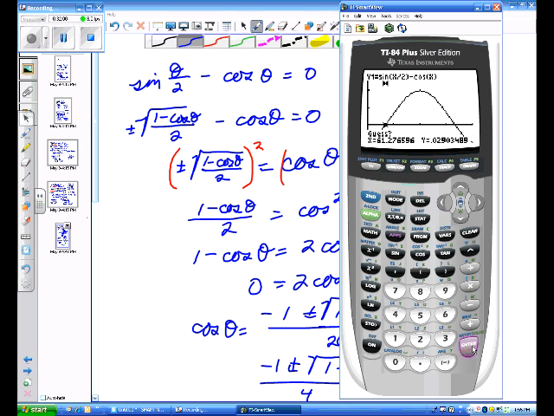Enter, enter, enter. Whoops, I did that incorrectly. So let me go back. I was doing the intersection one. So second calculate the 0. It says left bound. We want to move our cursor to where it's to the left of where we cross. Then we move our cursor to the right of where we cross. And then we can guess. And that gives us our 60 degrees that we came up with.